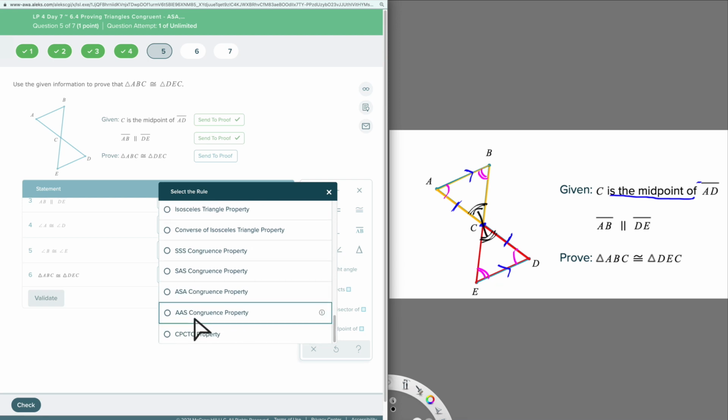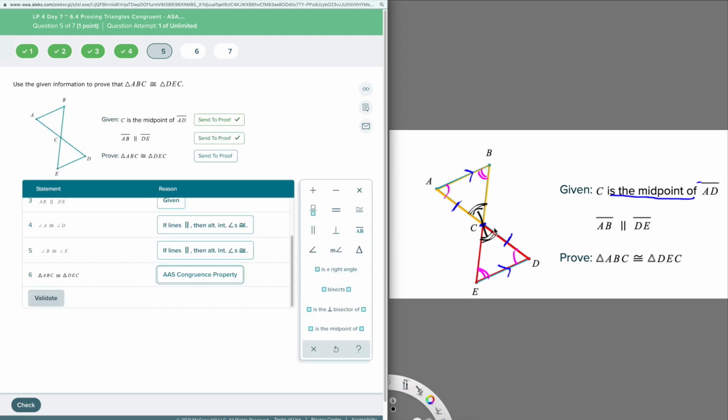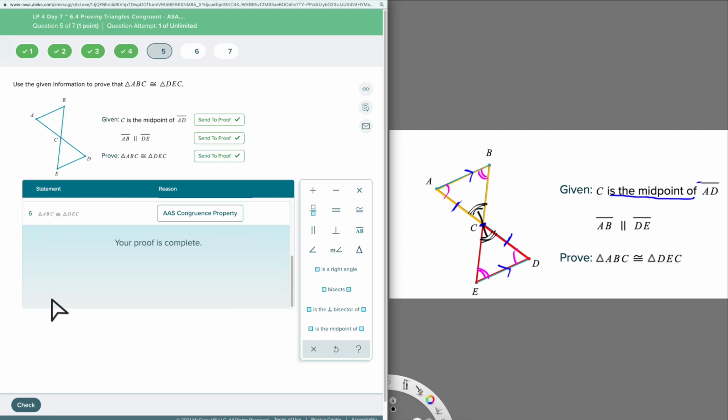Angle, angle, side. If I had used the vertical angles, then it would be angle, side, angle. So you just got to be careful. Which one are you using? What's the order there? All right, my proof is complete. We have 2 more of these guys.